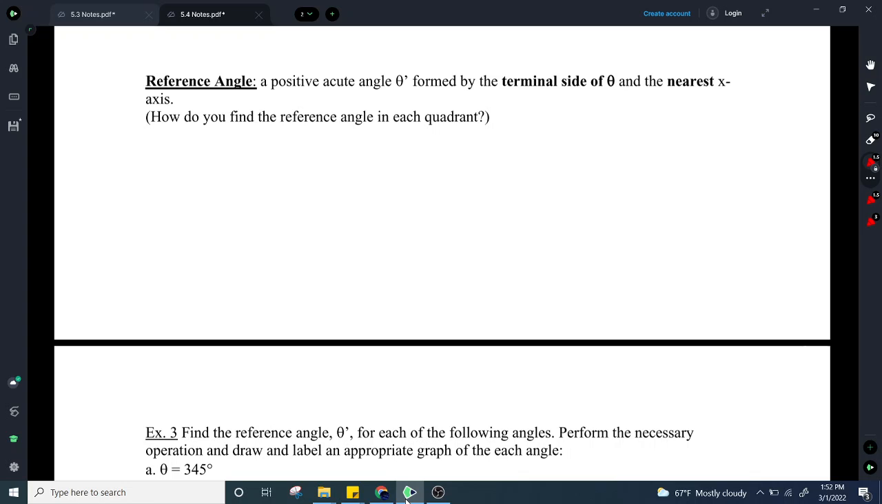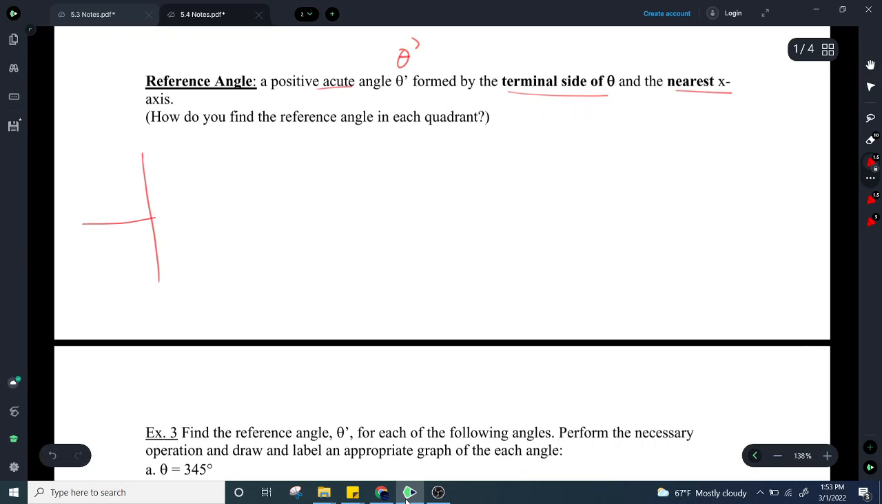But what is it? It's the positive acute angle, and I'm calling this theta prime. So this is called theta prime is the notation. It looks like a little apostrophe. Theta prime. It's formed by the terminal side of theta and the nearest x-axis, okay? So that's always the angle made by the terminal side of theta and the nearest x-axis. And that reference angle is how we're going to figure out a lot of the values we need, especially when we're working with the unit circle. So how do we do this in each quadrant?